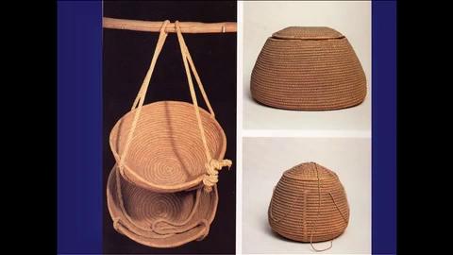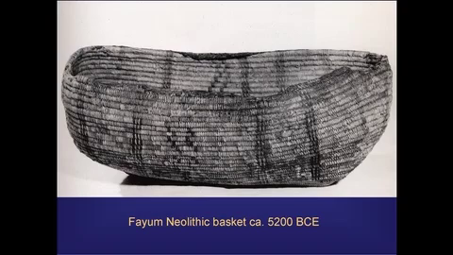So how old are they? These are around 1350 BCE. Well, this is the oldest basket from Egypt, 5200 BCE, so it's Neolithic. What you see is that at that time, you think of prehistory as sort of a primitive period. Well, this is extremely fine basketry, beautifully decorated, very well made.